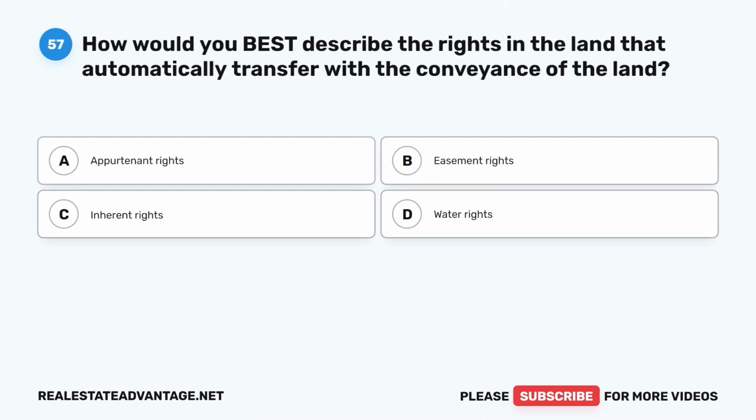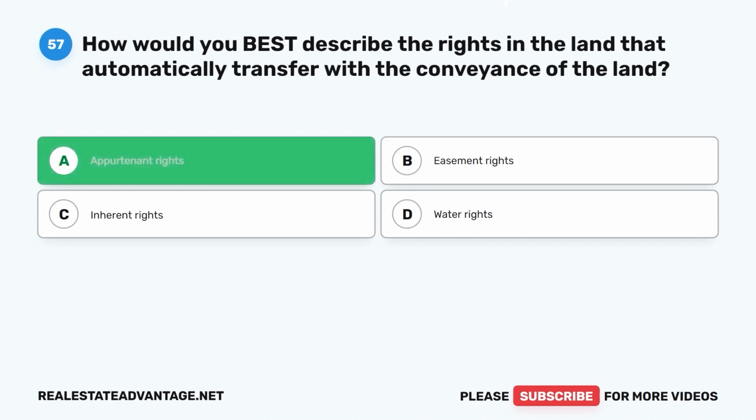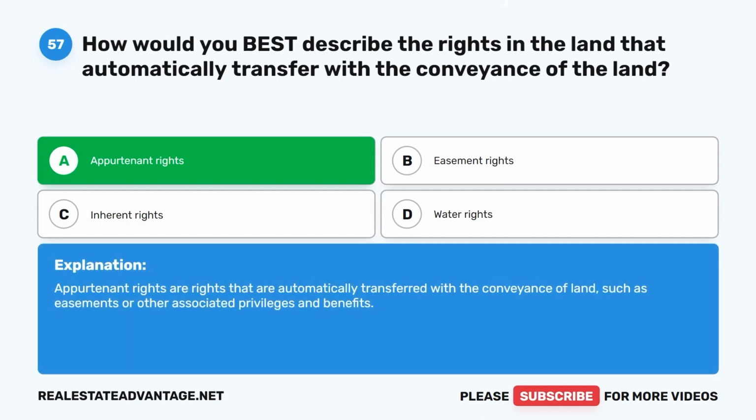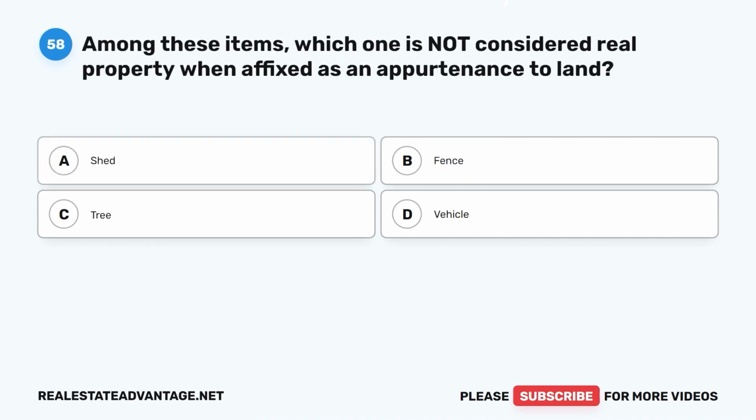Question 57. How would you best describe the rights in the land that automatically transfer with the conveyance of the land? A. Appurtenant rights. B. Easement rights. C. Inherent rights. D. Water rights. The correct answer is A. Appurtenant rights. Appurtenant rights are rights that are automatically transferred with the conveyance of land, such as easements or other associated privileges and benefits.